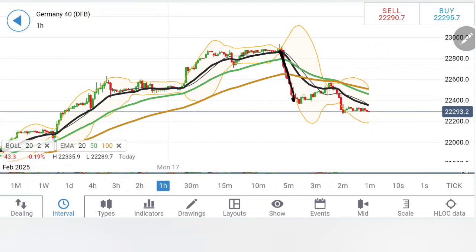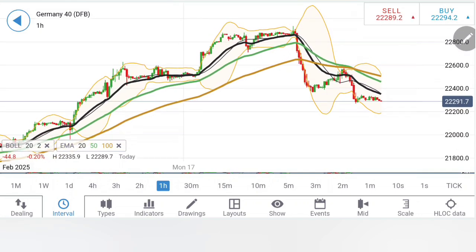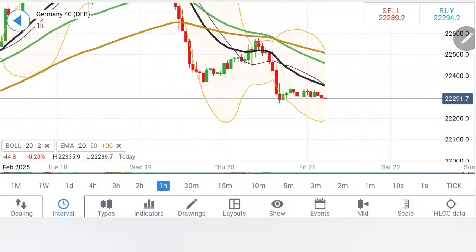Look at the hourly charts for Germany. Notice these two moves, first a bigger move, then a retracement, a smaller move. Now, it is possible that if it breaks here, we can see a similar size of big move. That move should take the prices all the way towards 22,100 and 22,000 levels.